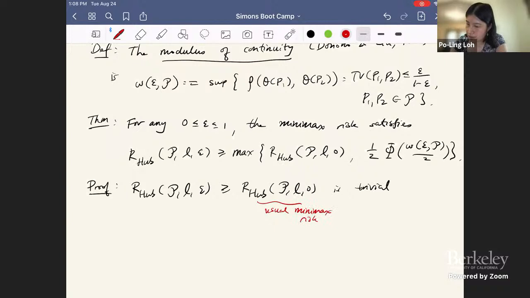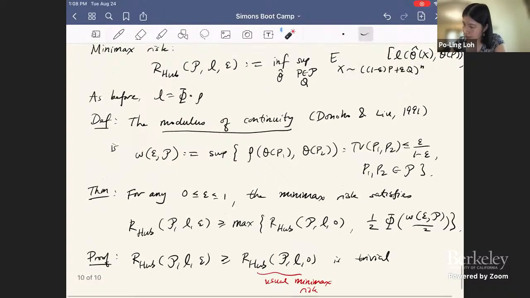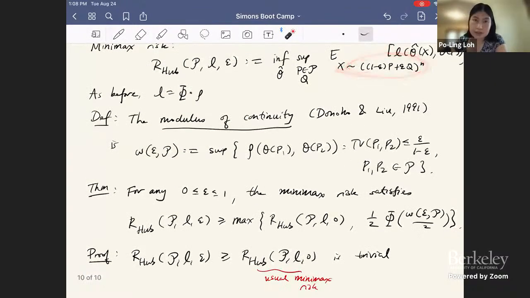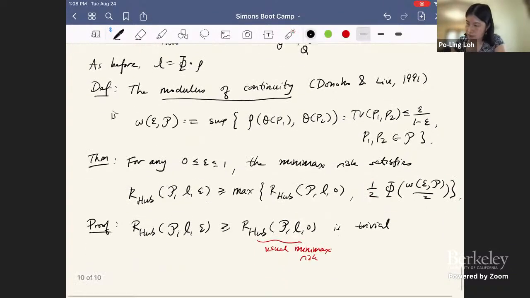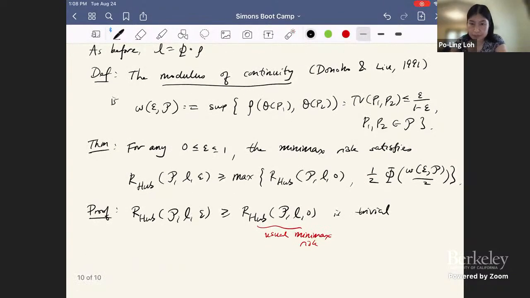All right, because all we're doing here is we're saying, well, it's as if we didn't add any contamination at all. So Q is just the same as P. Okay, so there's really just one thing to prove, and that is that this second bound holds. So we will focus on proving the second lower bound.